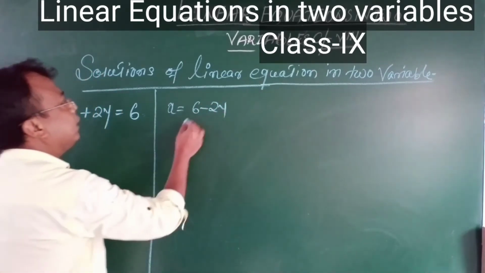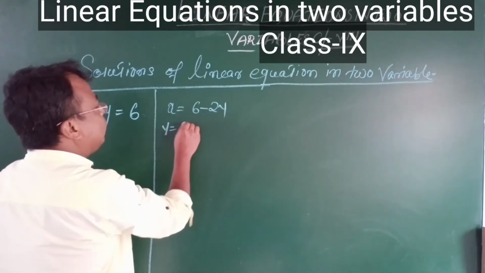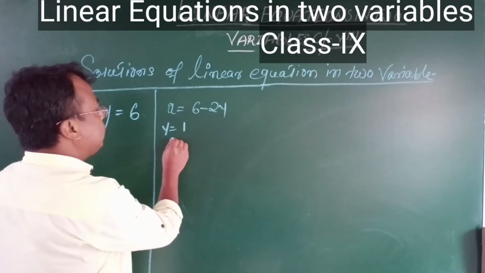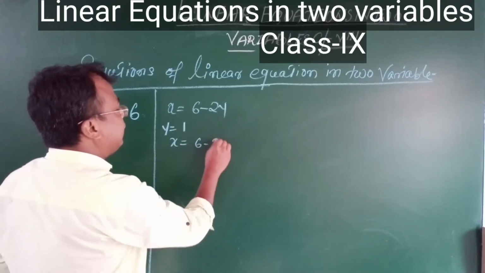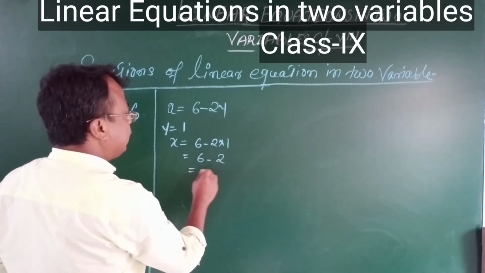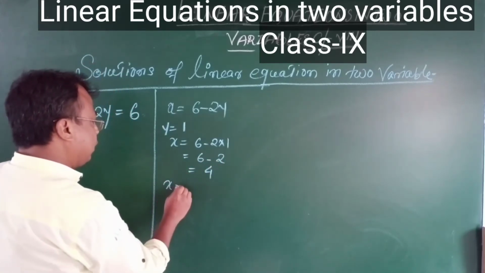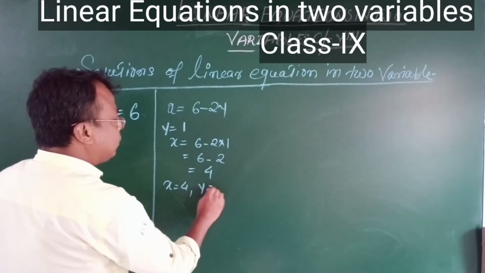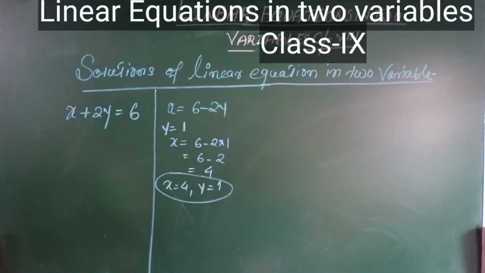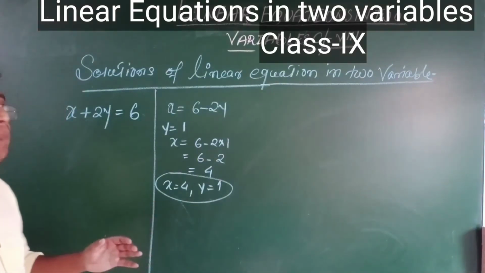Understood? Suppose I put Y is equal to 1, then X is equal to how much? X is equal to 6 minus 2 into 1. So 6 minus 2 is equal to 4. So we got X as 4 and Y is equal to 1. This is one solution. Correct? Any value you can put here.